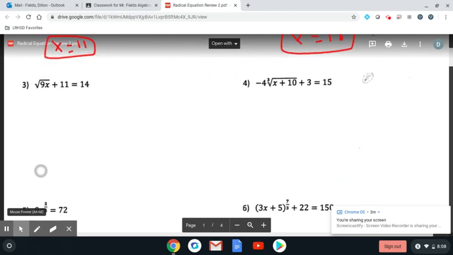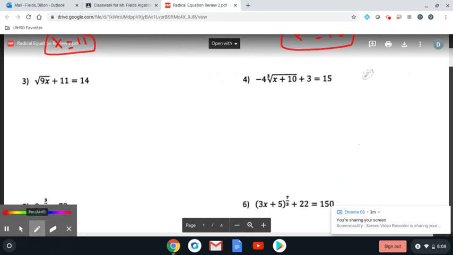All right, let's look at 3. So when you guys look at 3, really similar to what we just talked about, you want to try to get that square root by itself. So the first thing that we're going to do is subtract 11 on both sides. So when we do that, we end up getting the square root of 9x is equal to 3.